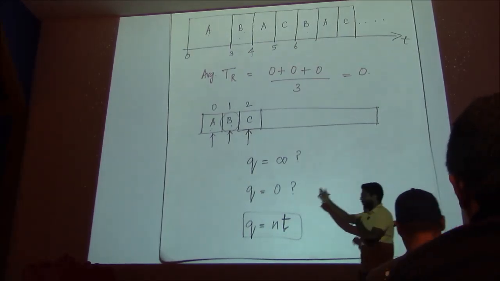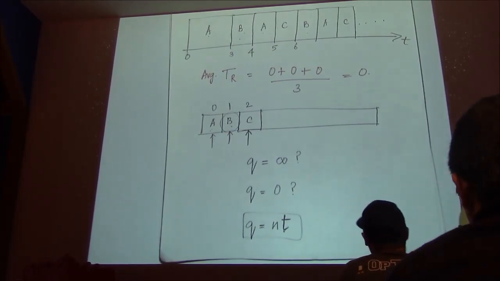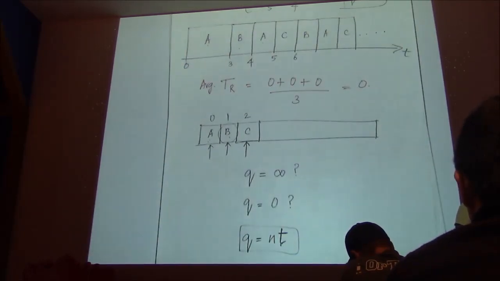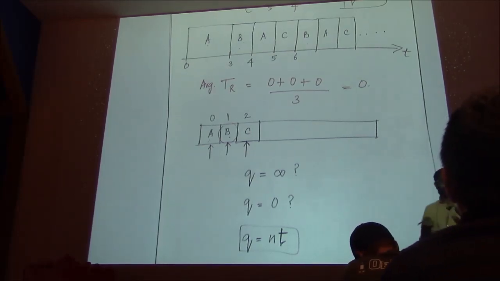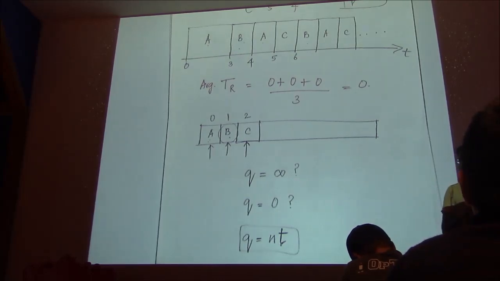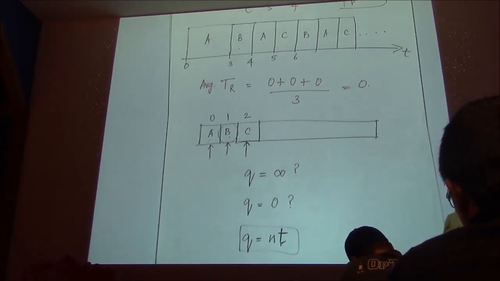In a round robin scheduling policy, what will happen if the quantum, or time slice, becomes a very large number, like infinity? It's not really round robin. It just degenerates to a first come, first serve scheduling policy.